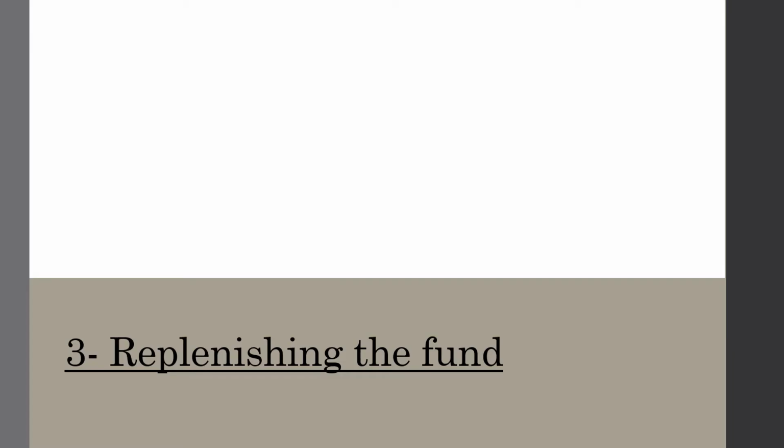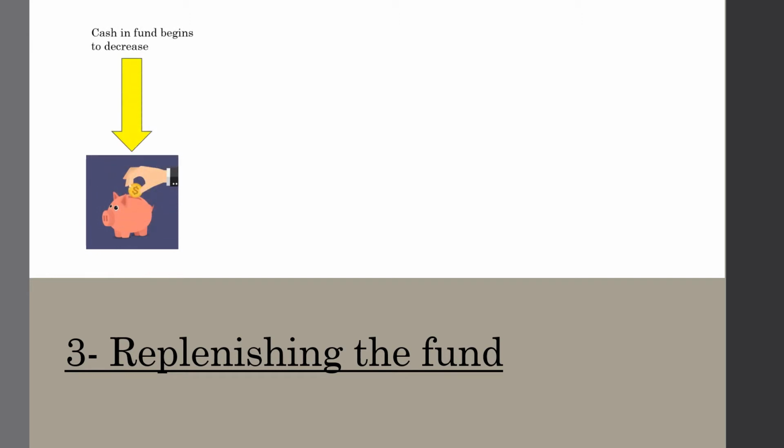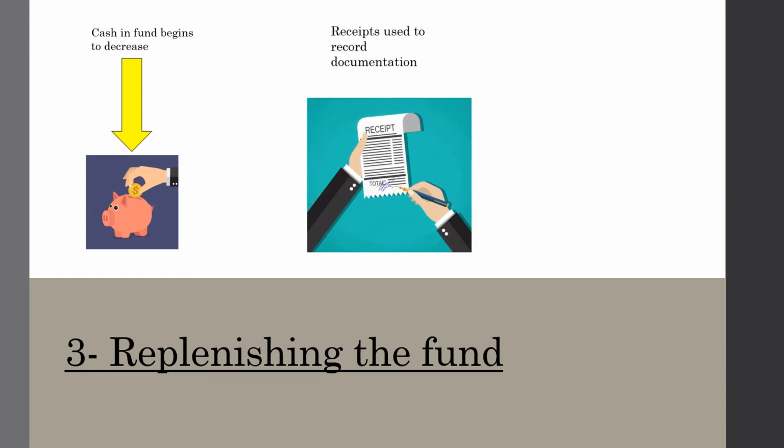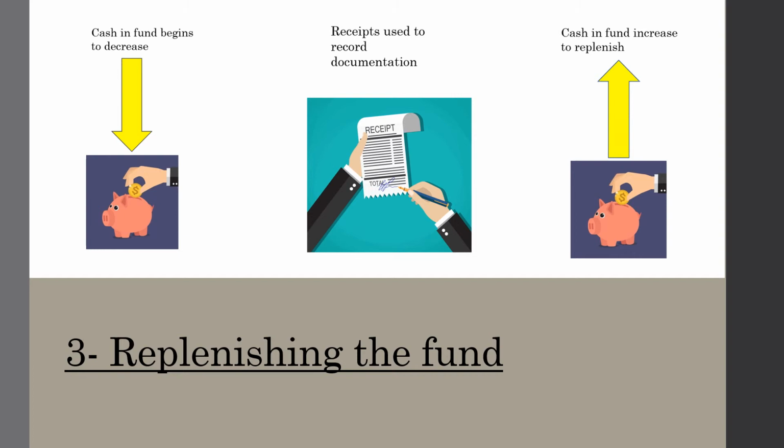The last activity includes replenishing the fund. As the cash in the fund begins to decrease, the fund must be replenished. The receipts in the fund are used as documentation for recording expenses and are used to establish a request of cash to replenish the fund. This is done by counting the remaining cash and cashing a check for the amount that brings the total cash in the fund back to the original account balance.